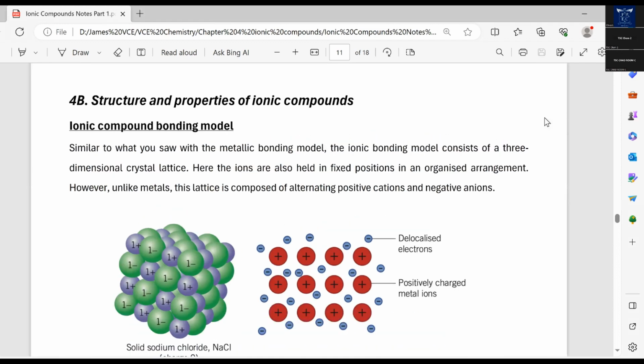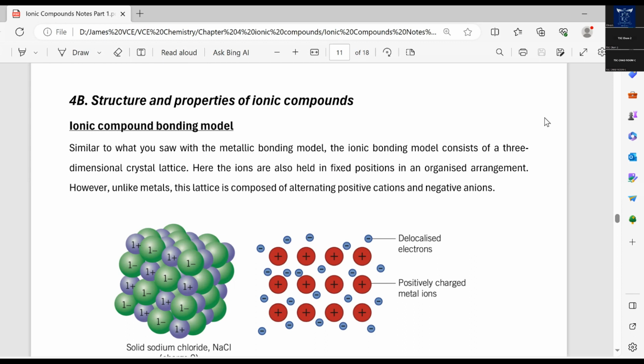This is what we are going to continue: structures and properties of ionic compounds. Remember, we have started looking at ionic compounds. Ionic compounds generally have a give and take. They form the bond by giving and taking of electrons, forming positive ions and negative ions.